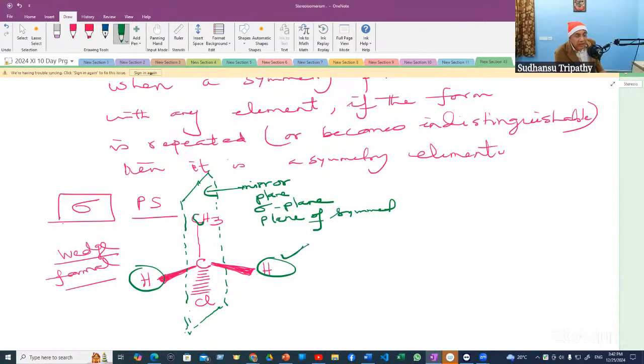This will be reflecting with this, its image will be falling on this. So the new reflected form, don't say structure, form, is superimposable with the original form. Therefore, we consider this as a plane of symmetry. So if at least two groups are same, then the molecule is achiral, it is symmetric. Once there is a plane of symmetry, it is achiral and optically inactive.